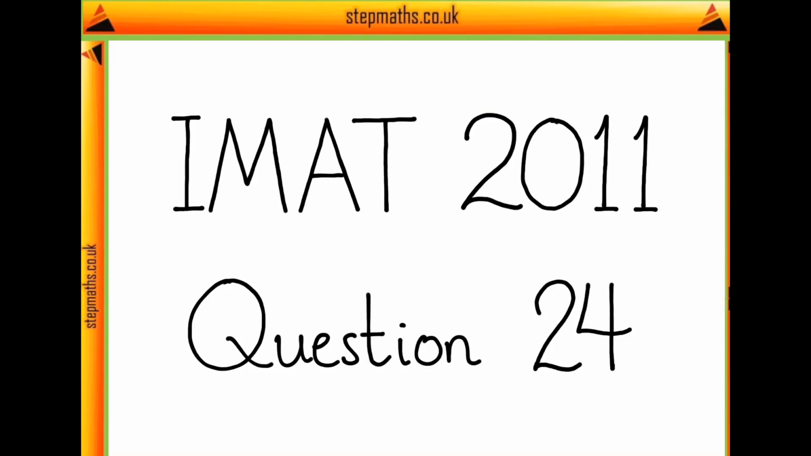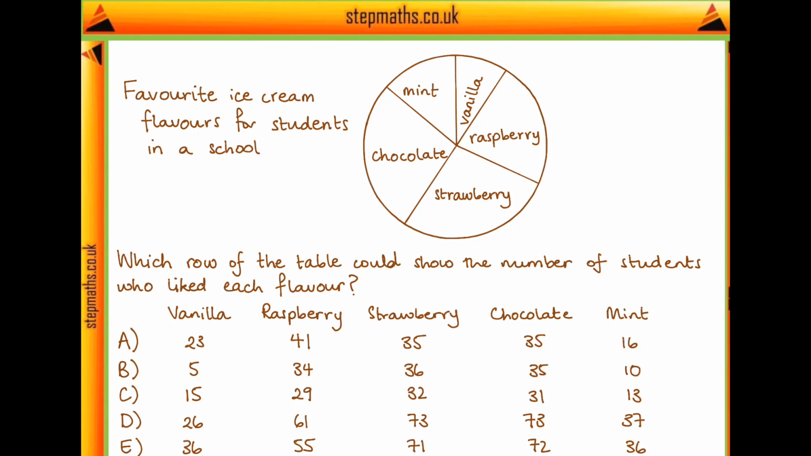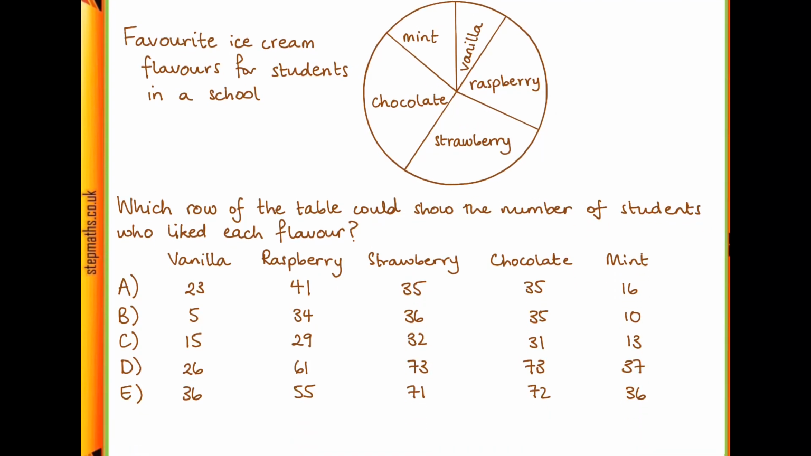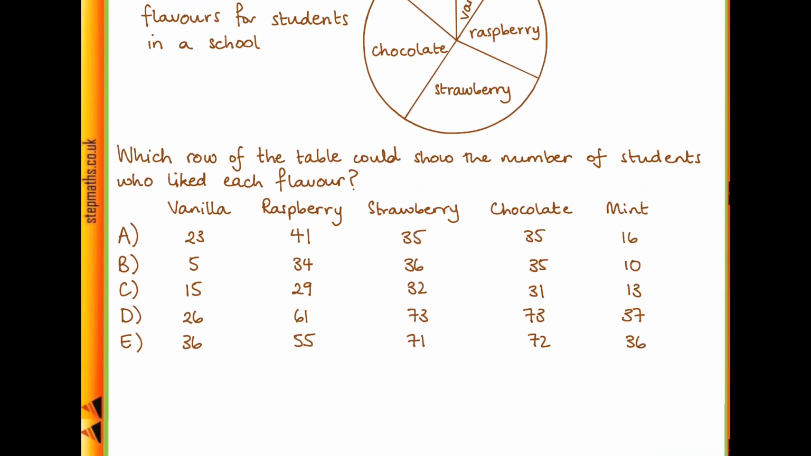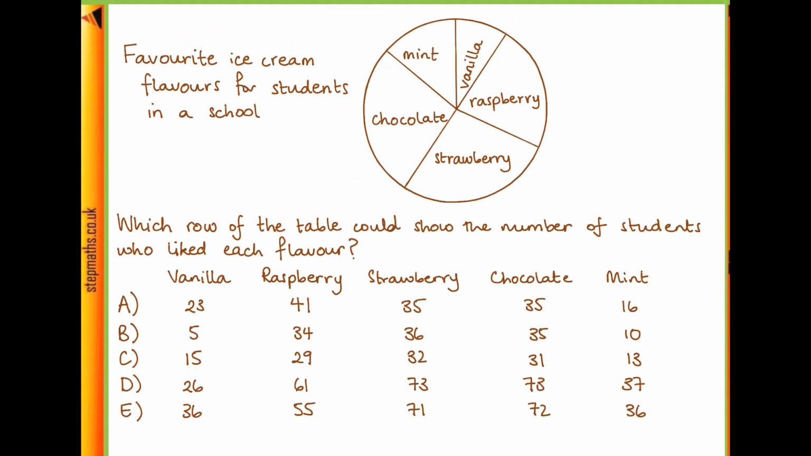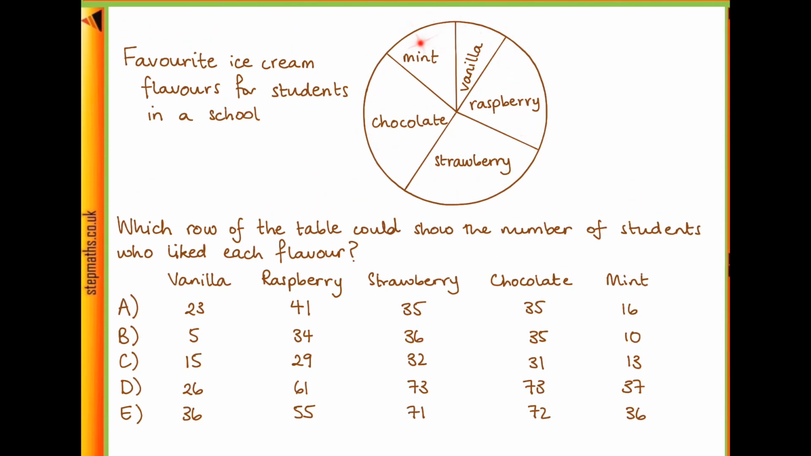Hi, I'm going to go through question 24 on IMAT 2011. For this question, we have this pie chart which shows the favourite ice cream flavours for a sample of students at school. And we want to know which row of this table could show the number of students who liked each flavour.